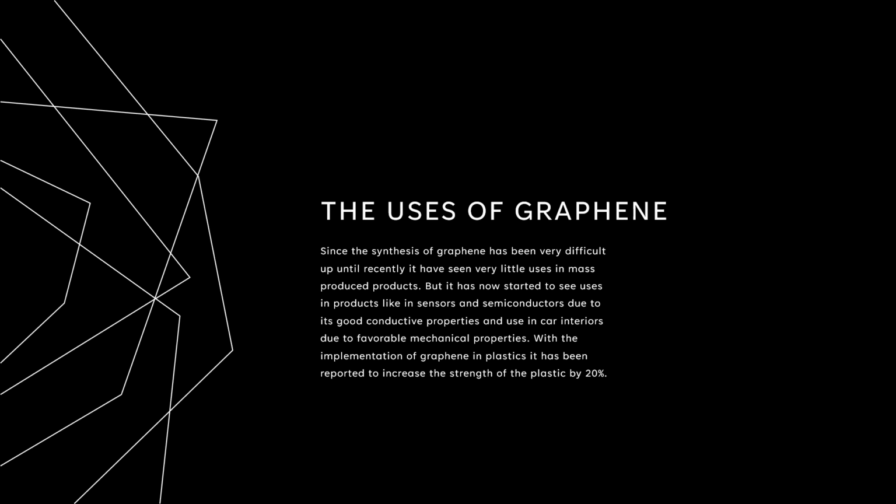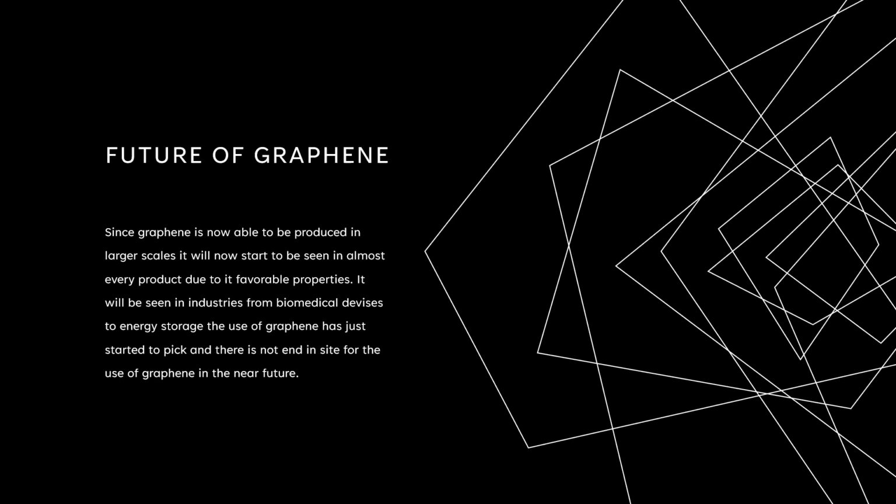And recently, it was used in car interiors due to its favorable mechanical properties, by placing a little bit into the plastic that was later formed into the interior of the car, and once they tested it, it showed to increase the strength of the plastic by 20% by only adding a small amount of graphene to the plastic.